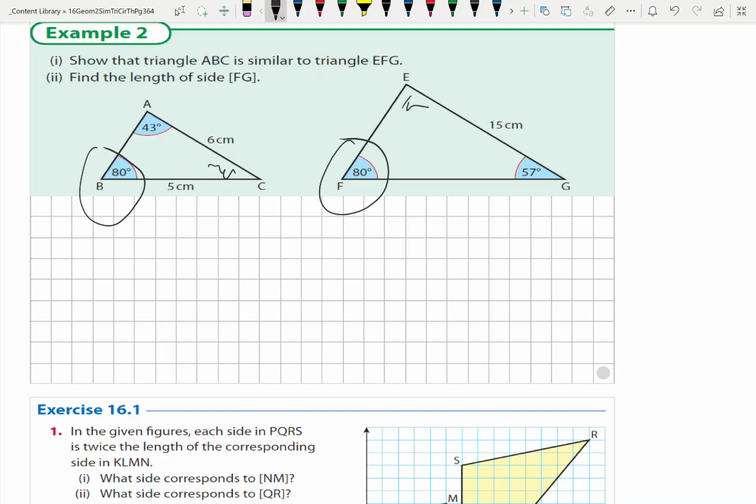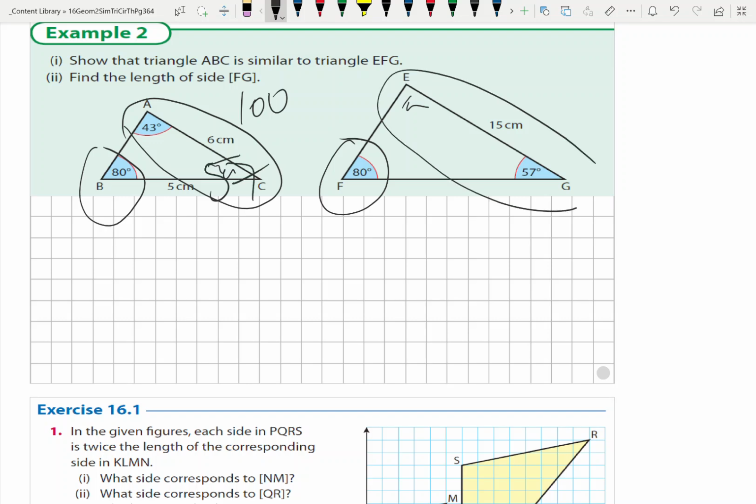So let's do some careful thinking about this. These must add to 100. That's for sure. So straight away from that, we have that this is 57. These must add to 100. Straight away from that, we have that this is 43. So now we have angle, angle, angle.